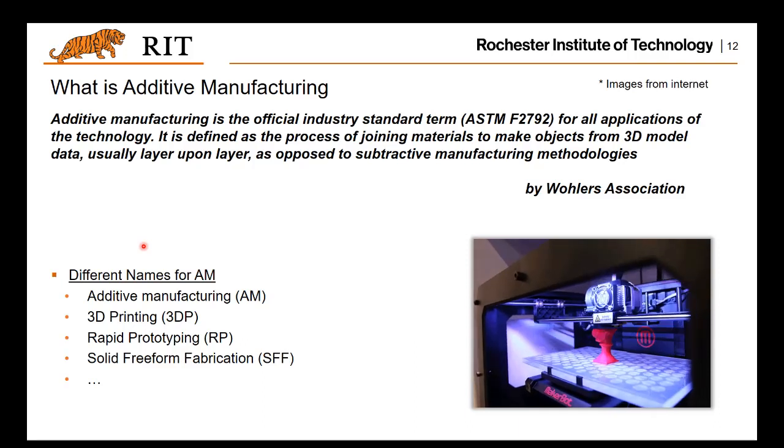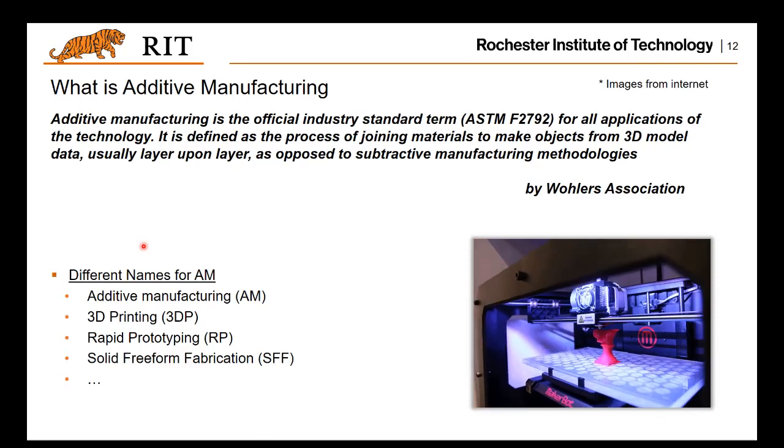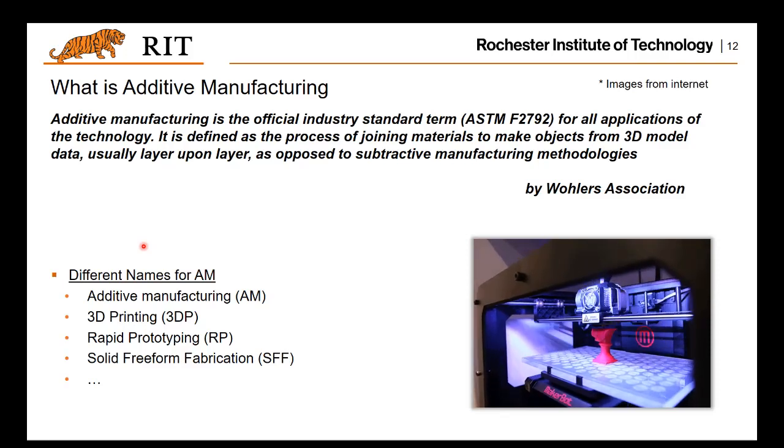I will let you know why rapid prototyping or solid freeform fabrication are not popular anymore. Because of the development of the processes, and also the applications of additive manufacturing, basically they made these two names out of date. That's why, and I will explain it.